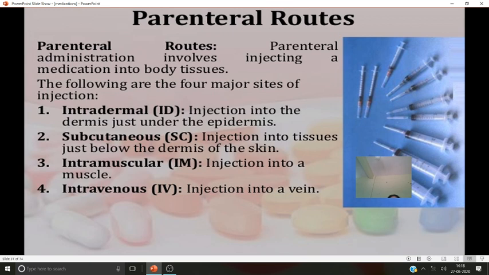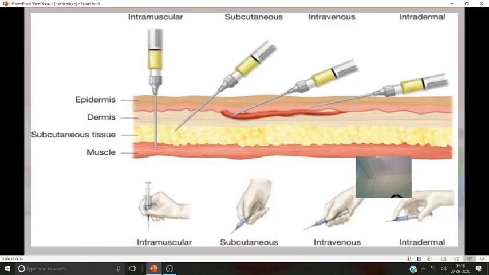So the following are the four major sites. Intradermal means the injection into the dermis just under the epidermis, that is the skin layer. Subcutaneous means injection into tissues just below the dermis of the skin. Then intramuscular means injections which are injected directly into the muscle, and intravenous means injections into the veins. We can see in this figure clearly the skin layers as well as the muscle. You can see the uppermost layer epidermis, dermis, as well as the subcutaneous tissue, and underneath the subcutaneous tissue we can see the muscle.